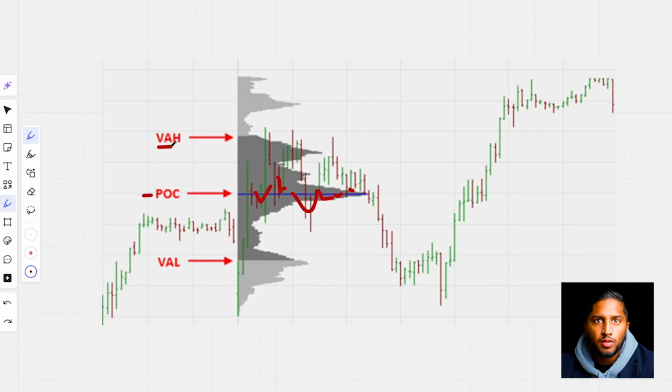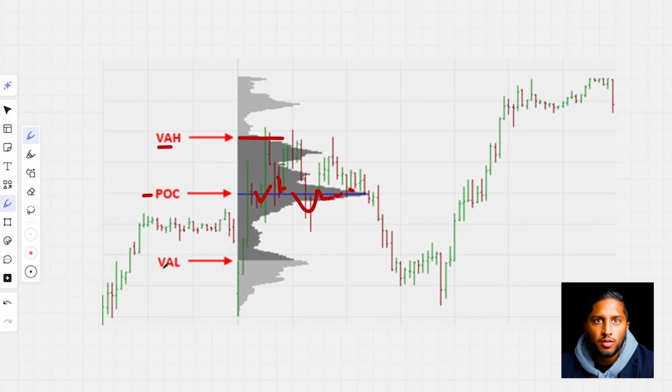Then you have the value area high. This marks the upper boundary of the value area where 70% of the total volume took place. This typically acts as resistance since traders see it as the expensive zone. Price tends to stall or reverse here at the value high unless there's strong momentum to push higher.